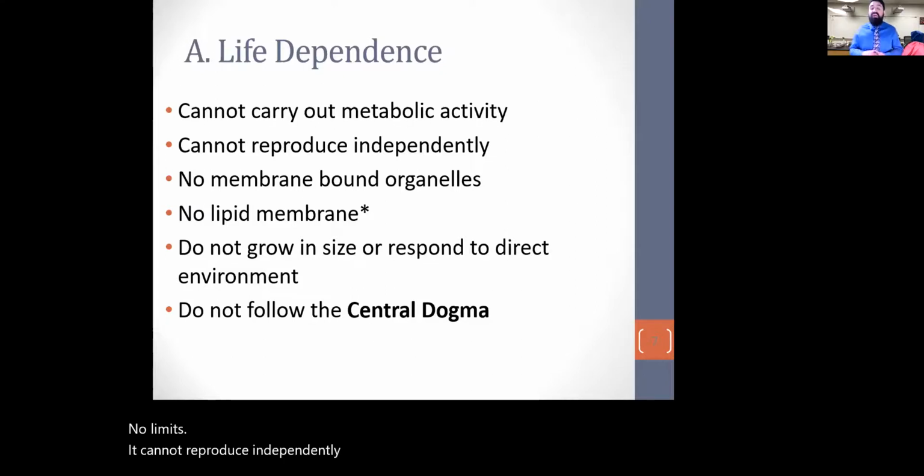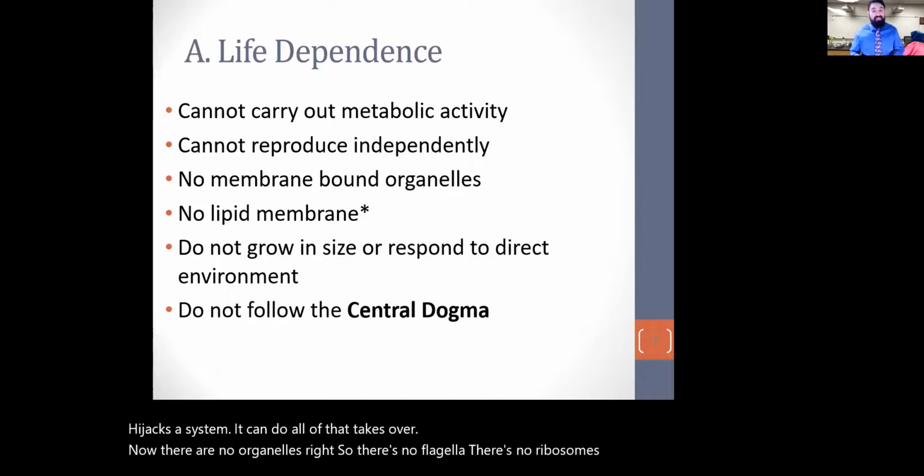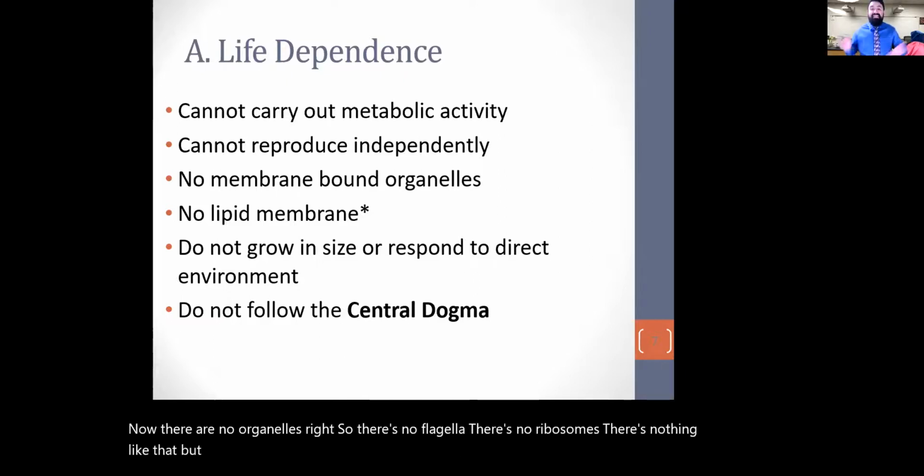While it's floating around outside of a host, it's not doing much. The second it gets inside, it hijacks the system and can do all of that. It takes over. Now, there are no organelles, right? So there's no flagella, there's no ribosomes, there's nothing like that. But again, the second it gets inside the cell, it can do it all.